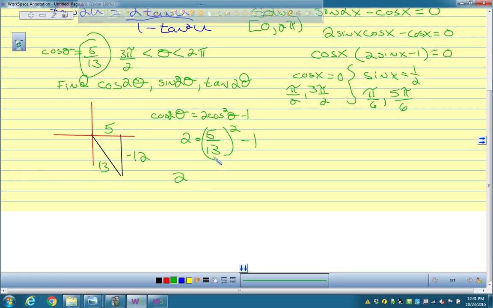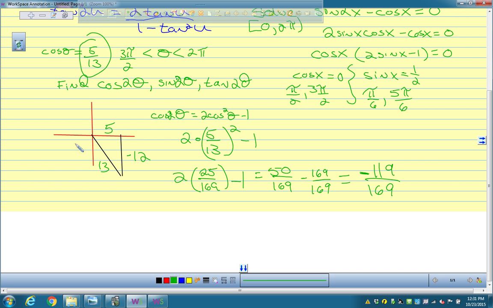What's 5 over 13 squared? Anyone? 25 over 169. Yep, you have to square both things, okay? Minus 1, and then you don't multiply the top and the bottom, you just multiply the top, and you get 50 over 169, and I'm going to call negative 1 minus 169 over 169. Did I do that right? I think so. And 50 minus 169 is negative 119 over 169. You'll get weird answers with these problems, like big ugly fractions.